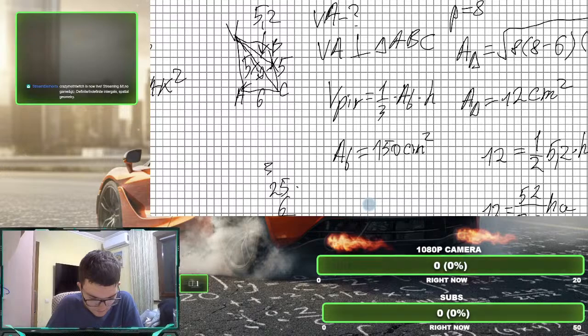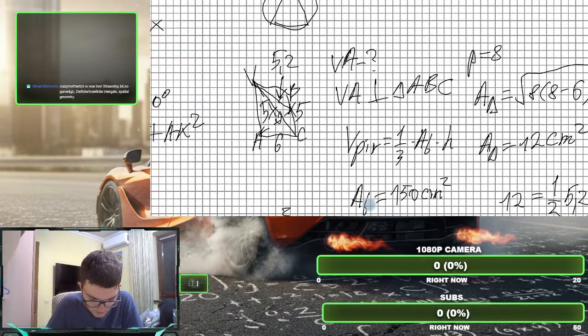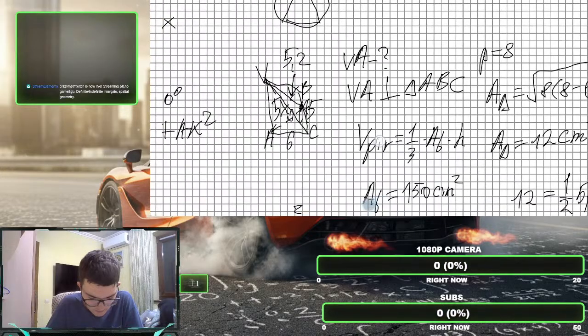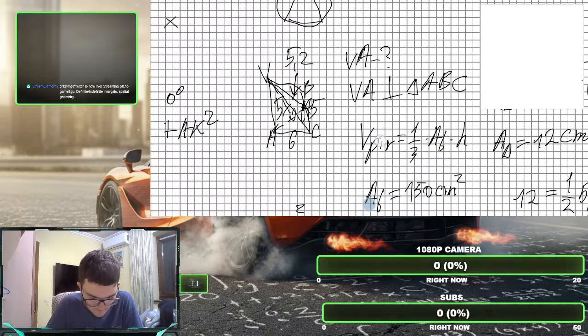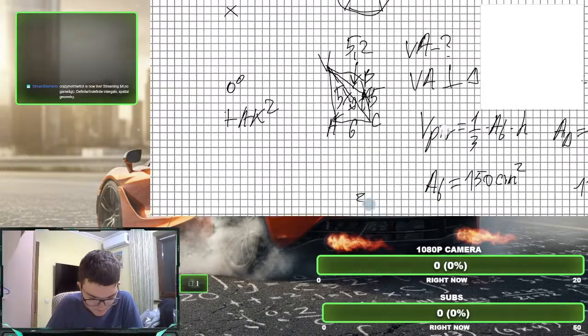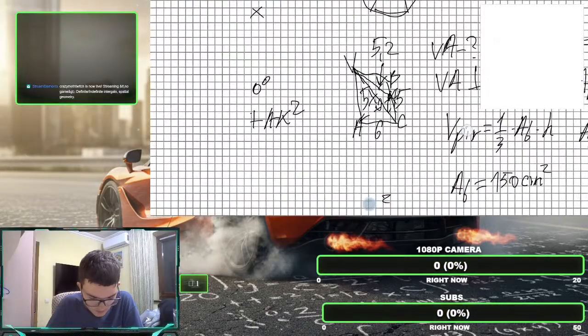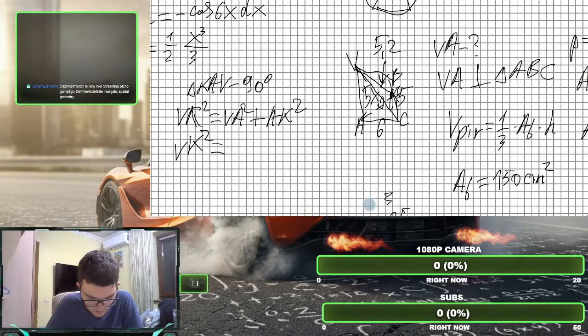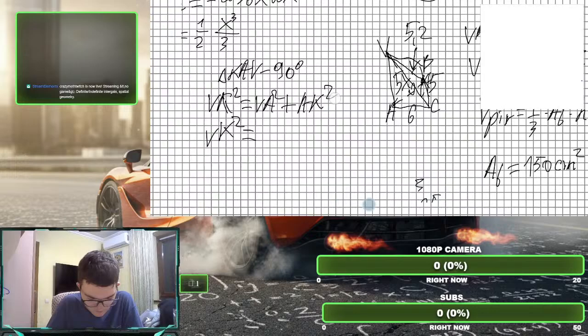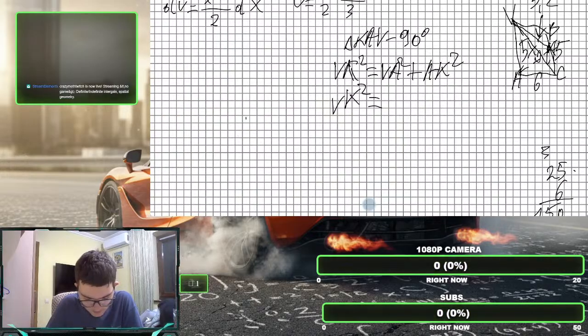So H should be like instead of K, and VH, yeah, so you can solve this now. So VH at the second power, that's 5.2 times 5.2. I can calculate now.